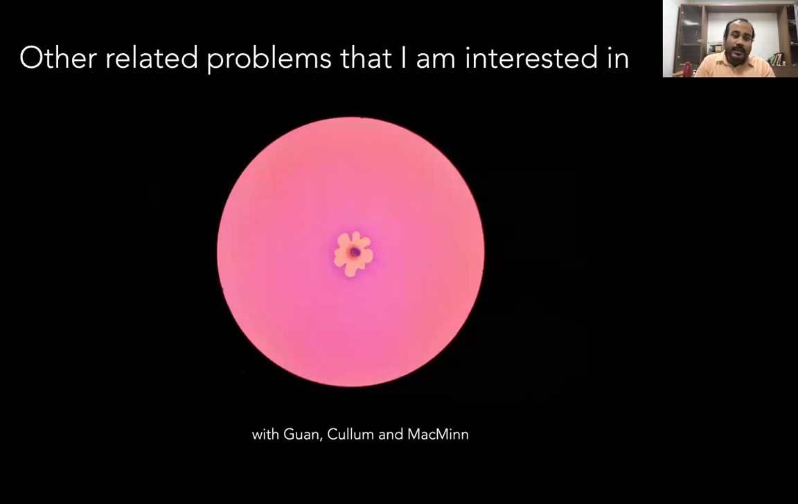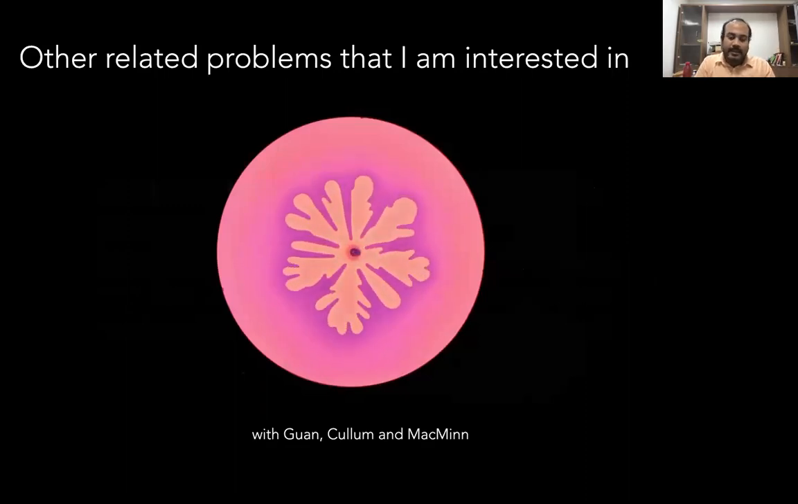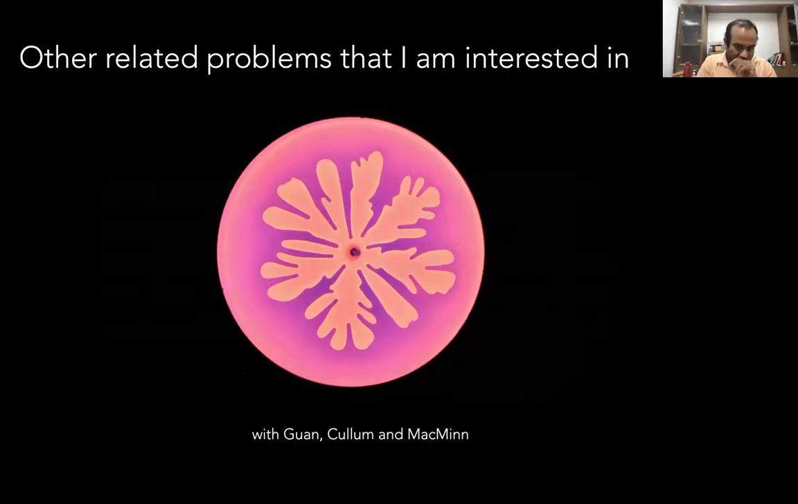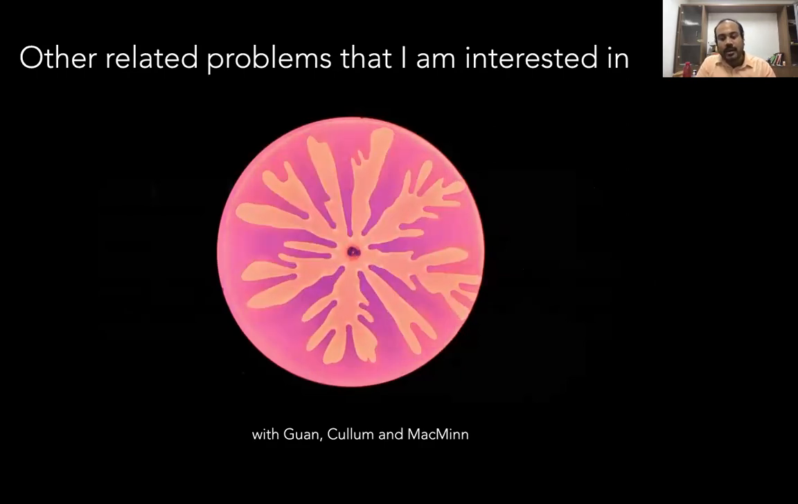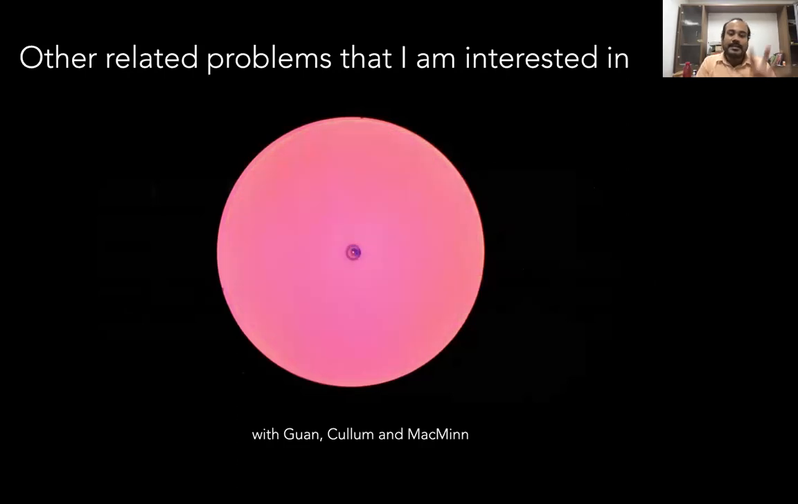So just a quick thing, other related problems that I'm interested in, which I'm working on with my former postdoc advisor from Oxford University, Chris McMinn, and his team, is again this kind of radial instability pattern.